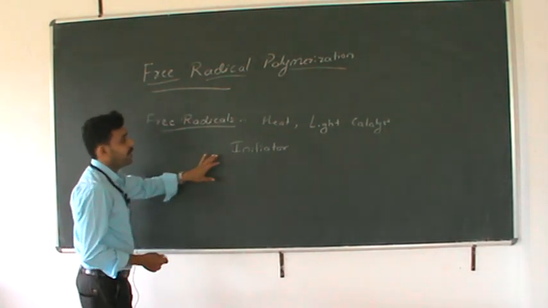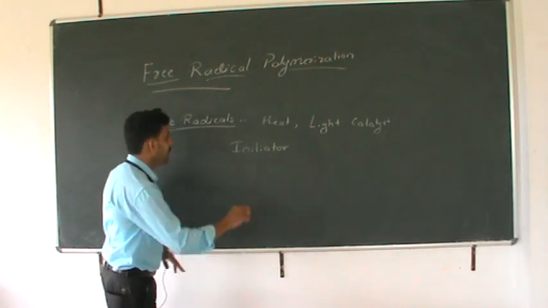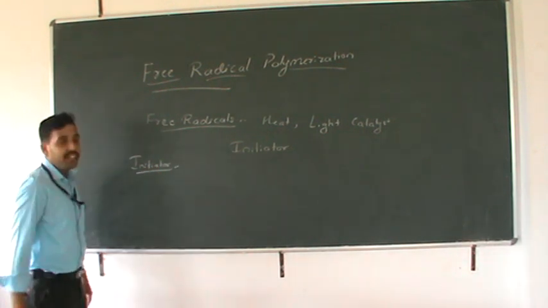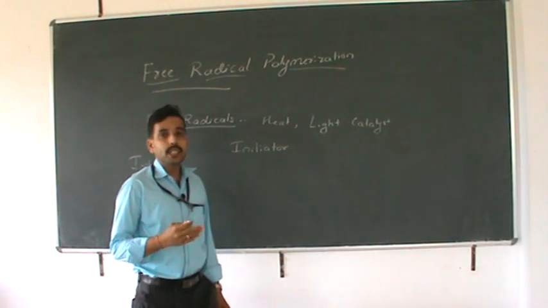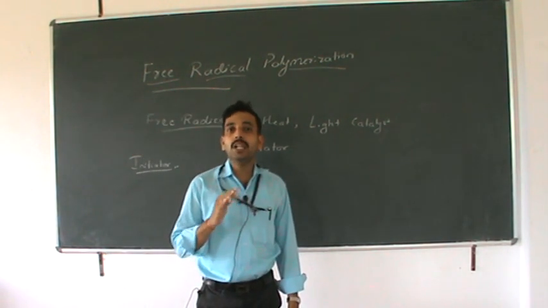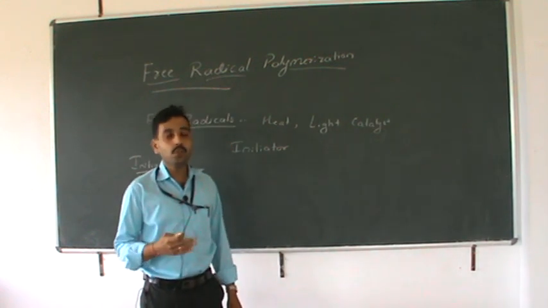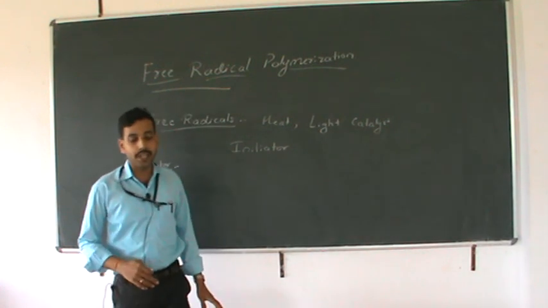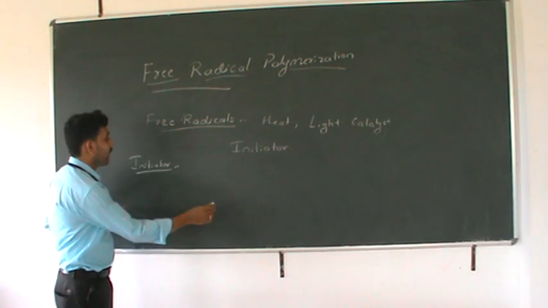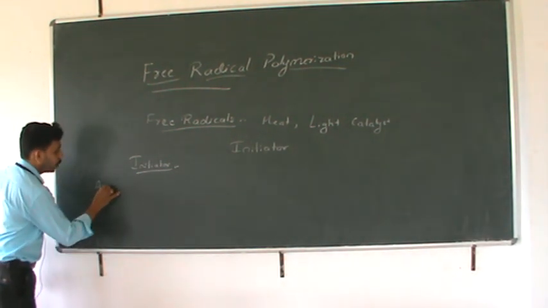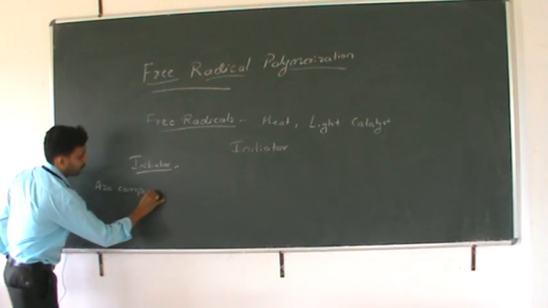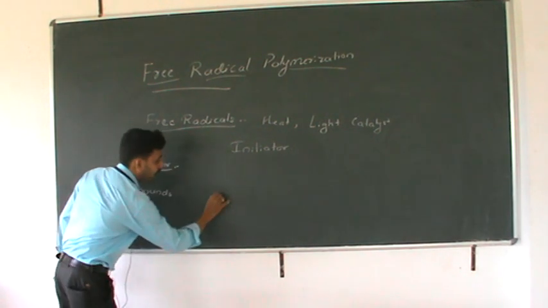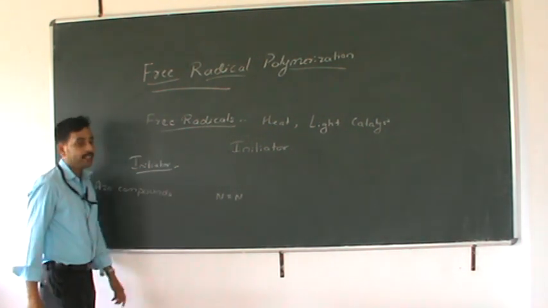So what is meant by an initiator? An initiator is a chemical substance, a thermally unstable material. It easily decomposes by these energies, either heat energy, light energy or catalytic energy. An example of initiators is azo compounds. Azo means N double bond N compounds. These are the azo groups.